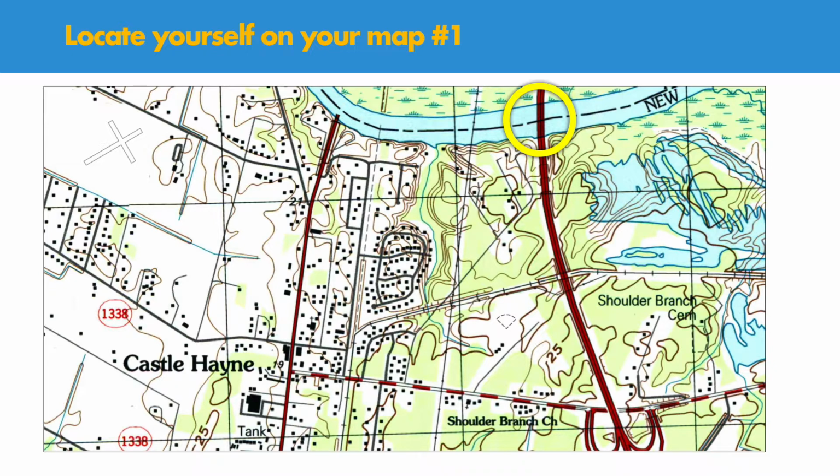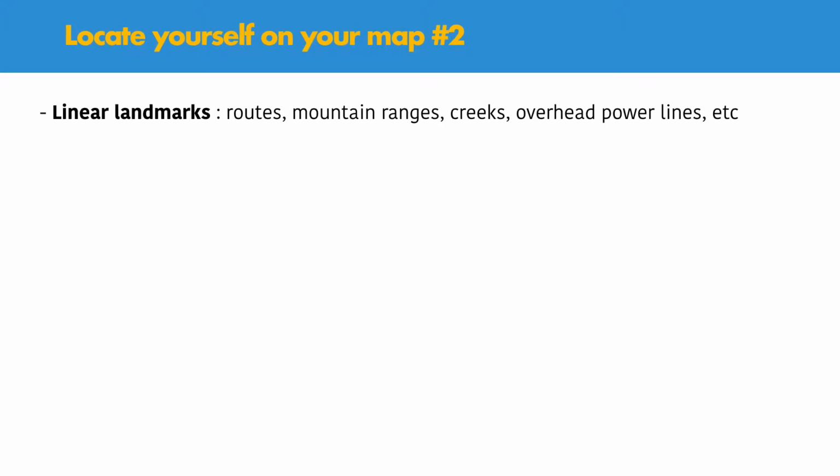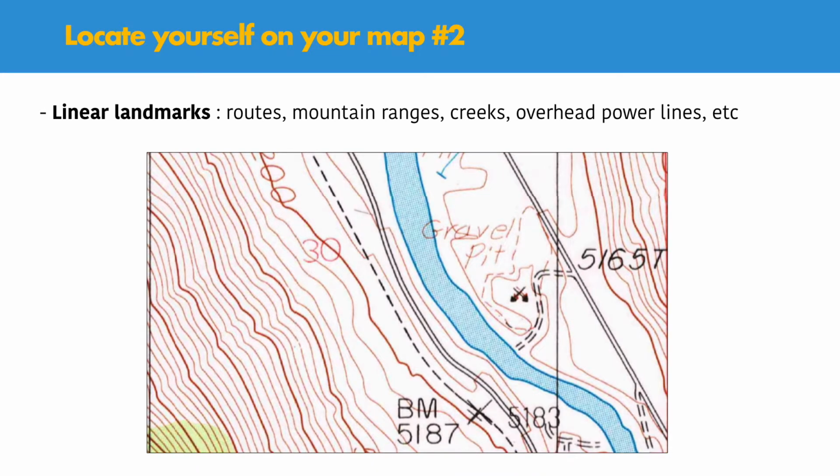Another reliable, obvious, unique landmark is this athletic field here or this airport here. Like you see, even in a city, it's hard to find obvious, reliable, and unique landmarks. But don't worry, because there is another way to locate yourself on your map, which is using linear landmarks, like roads, mountain ranges, creeks, overhead power lines, etc. But the problem here is if you are next to just one linear landmark, like a creek, you can't know where you are exactly because it's a long line.